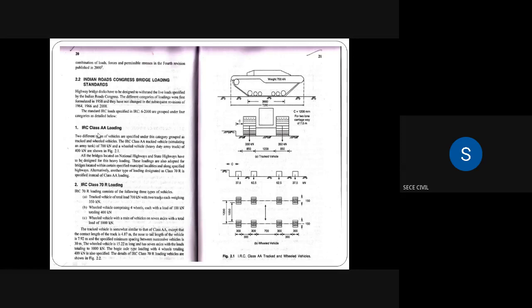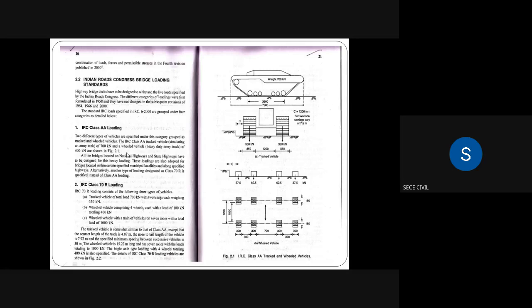In IRC class AA loading itself we have two types of vehicles: tracked vehicles, which means army tank of 700 kilonewton, and wheeled vehicles, which means heavy duty army truck of 400 kilonewton. In the question they will mention class AA tracked vehicle or wheeled vehicle. If they give class AA tracked vehicle, we have to use the army tank. If they mention class AA wheeled vehicle, then we have to consider the army truck of 400 kilonewton.